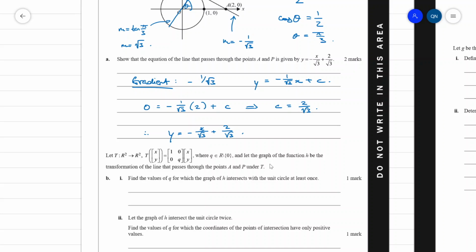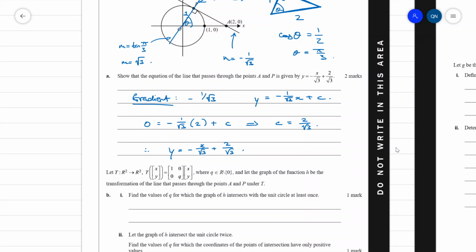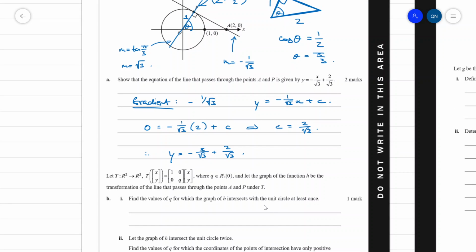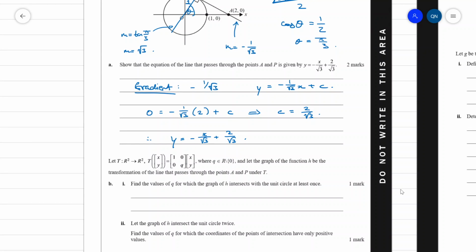So we have a transformation. Let the graph of the function h be the transformation of the line that passes through the points A and P. So it's the line we just found under the transformation T. Okay, so we're going to transform that tangent line somehow, and we're going to get a new graph, or the new function h. Find the values of q for which the graph of h intersects with the unit circle at least once. Okay.